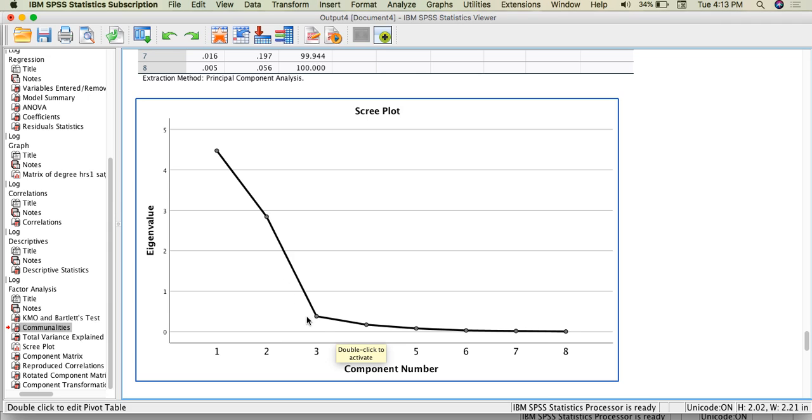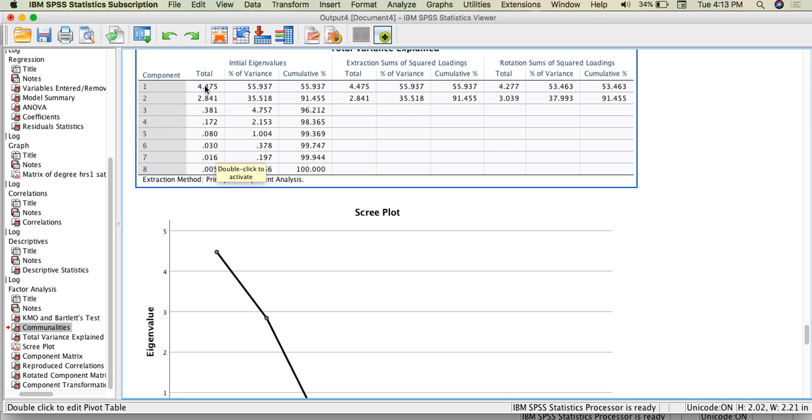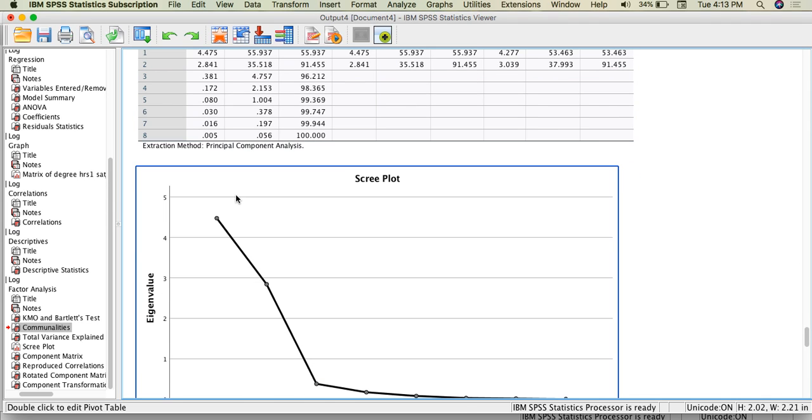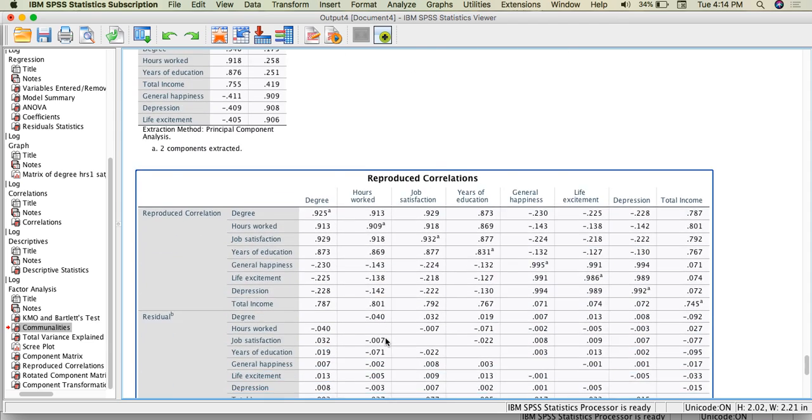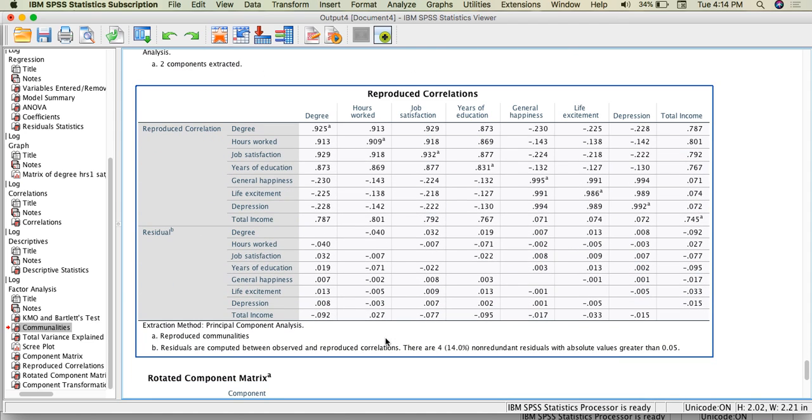And the Scree Plot appears to show kind of 2 or 3 at the elbow of the Scree Plot, which is just a visual of the eigenvalue. As you can see here, this first one is 4 point something, like 4.475, and the next one is 2.841. It's just a visual of it. And you can see the point at which it kind of drops off. So it's helpful to get a look at your data here and kind of see, well, maybe 2, maybe 3, not quite sure. A fourth thing to look at is the reproduced correlations.